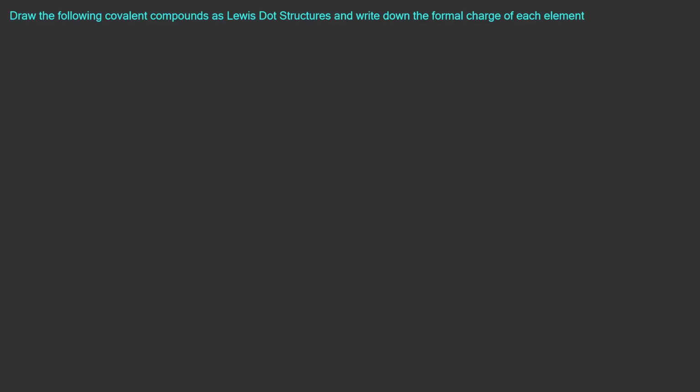All right, let's go through another example of drawing Lewis dot structures with formal charges, now with a polyatomic ion. So let's go through an example of this with the polyatomic ion ClO2 minus. Once again, our first step is always to find the total number of valence electrons.